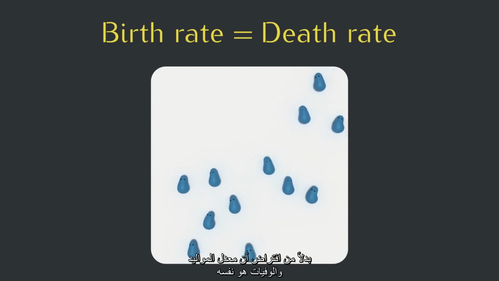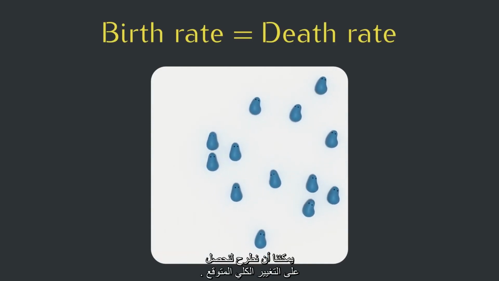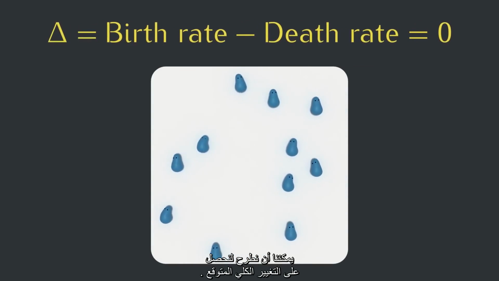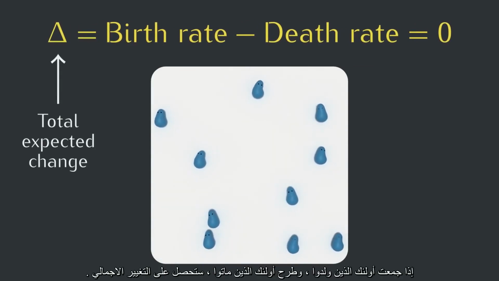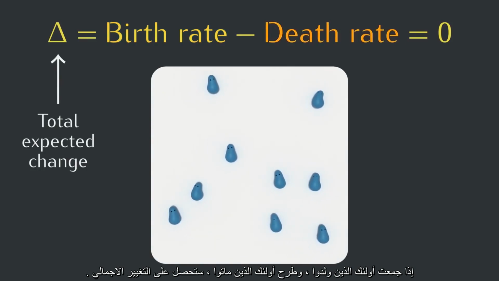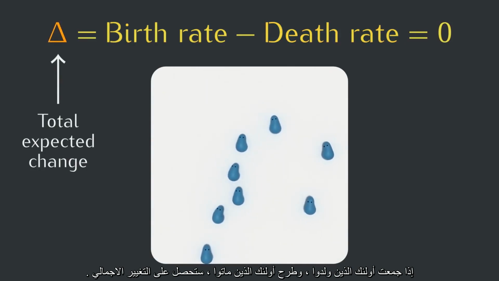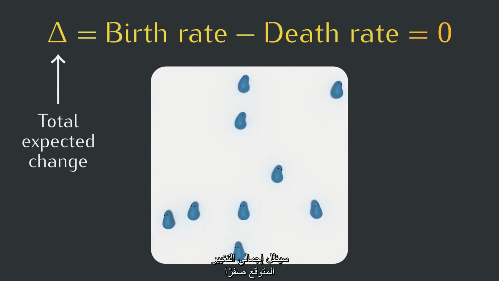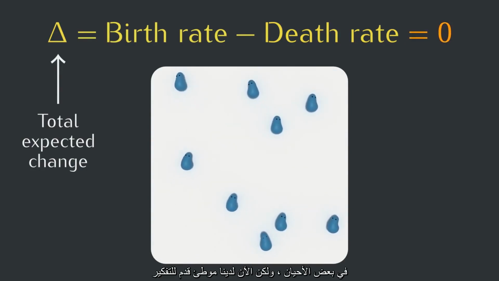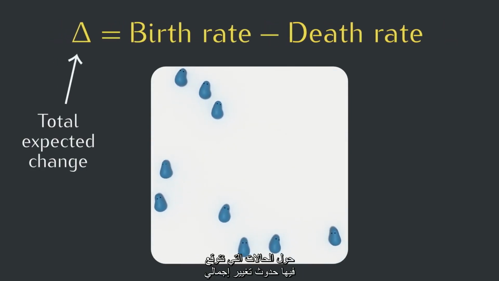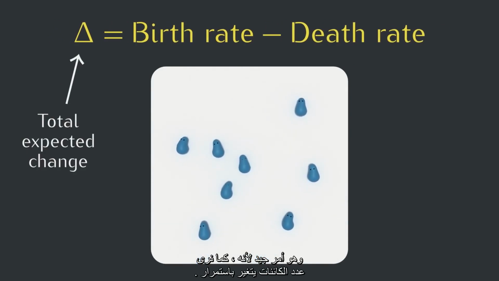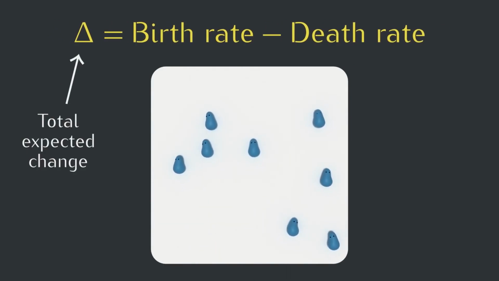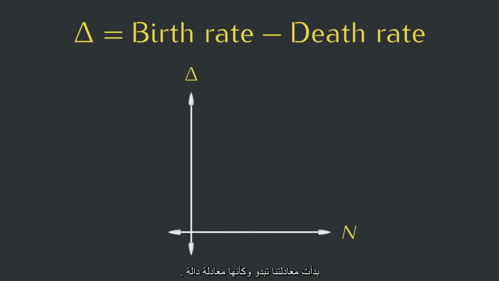Well, instead of assuming the birth and death rate are the same, we can subtract them to get the overall expected change. For this, we'll use the symbol delta. If you add the ones that are born and subtract the ones that die, you get the total change. The total expected change will still be 0 some of the time, but now we have a foothold for thinking about cases where we do expect an overall change, which is good because, as you can see, the number of creatures does change pretty constantly. And our equation is starting to look like a function equation.